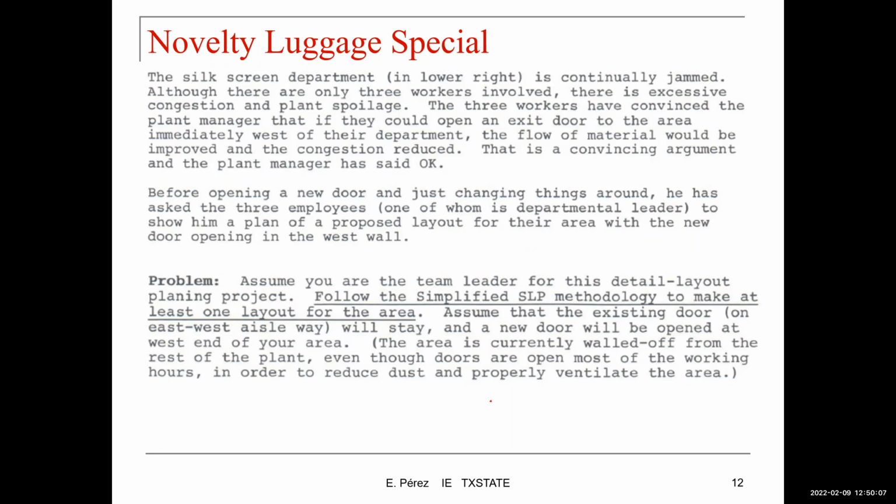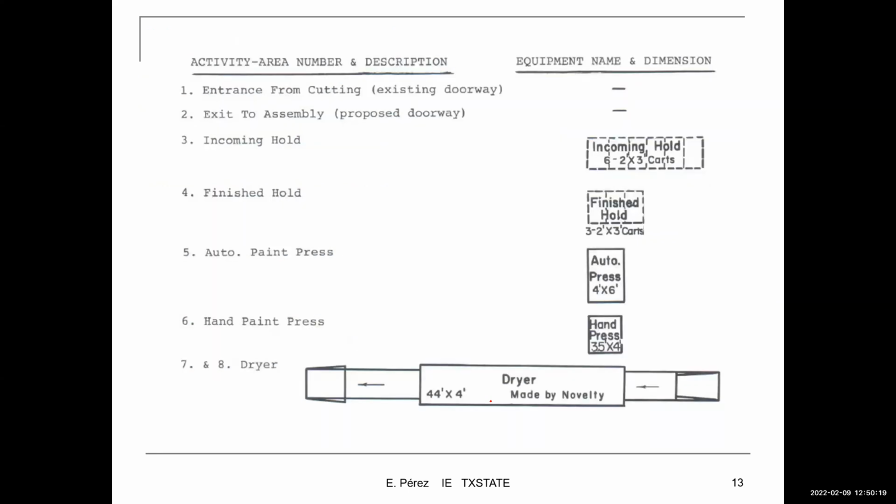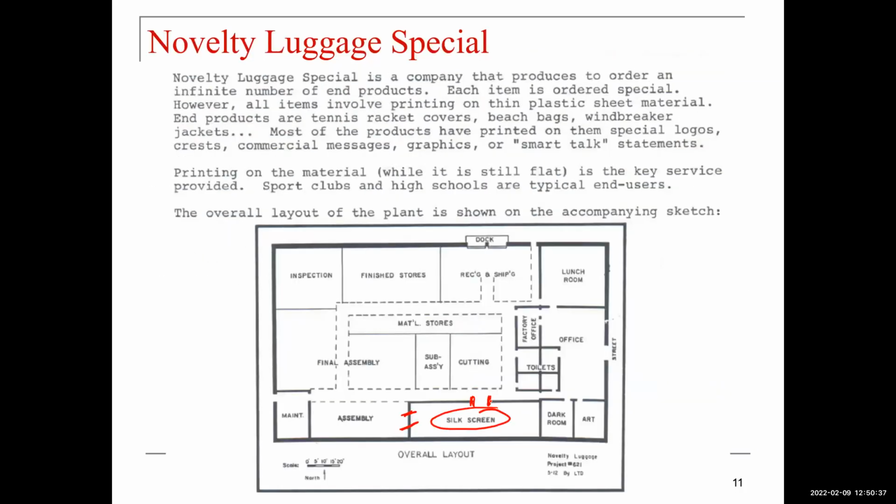The area is currently walled off from the rest of the plant, even though doors are open most of the working hours in order to reduce dust and properly ventilate the area. Okay, so here's the information that we have about the department. We have an activity area number, description, and we have the equipment name and dimension. So we have the entrance from cutting, which is the existing doorway, and we have an exit to assembly, which is the proposed doorway. Right, so we are proposing this door to assembly. And you see, there's no wall in this part of the department. Right, so that's more like an open area.